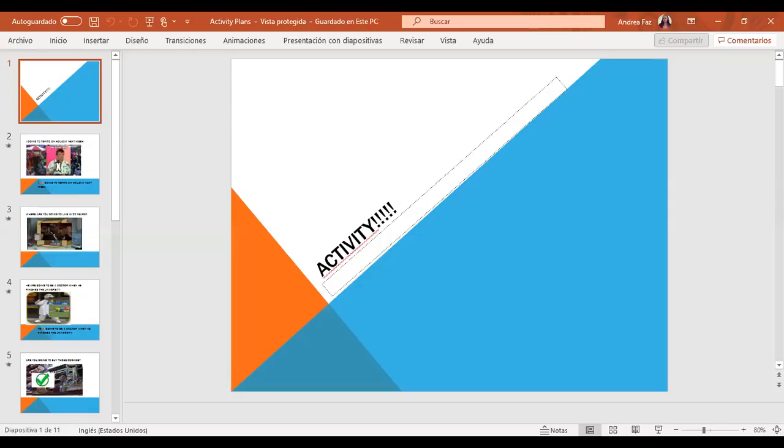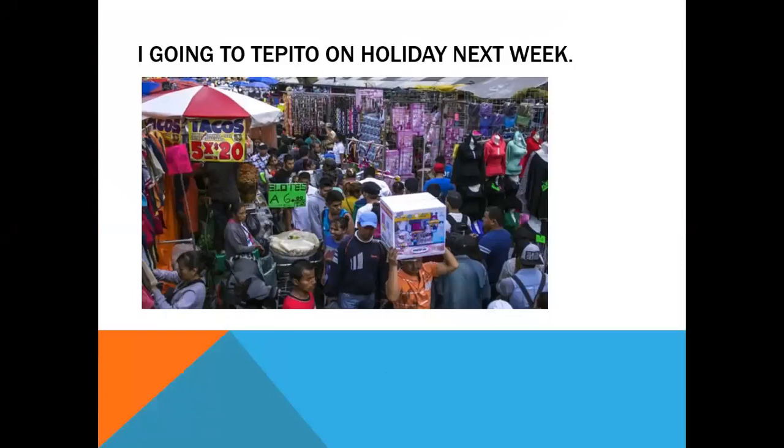Where was it? There you go. I have a very simple exercise to share with you. And here it is. It says, I'm going to Tepito on holiday next week. How would you correct this sentence?